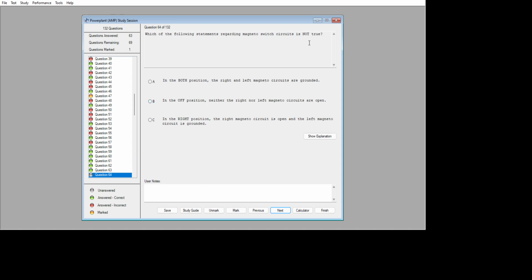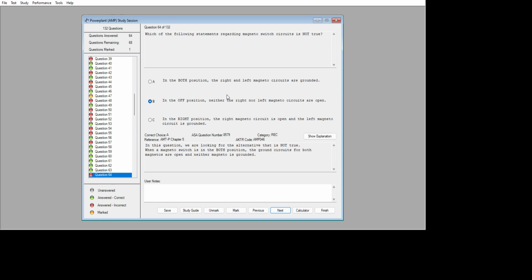Which of the following statements regarding the magneto switch circuit is not true? In both positions, the right and left magneto circuits are grounded. That is not true. It's not true that in both positions the right and left mags are grounded. In this question, we're looking for the alternative that is not true.